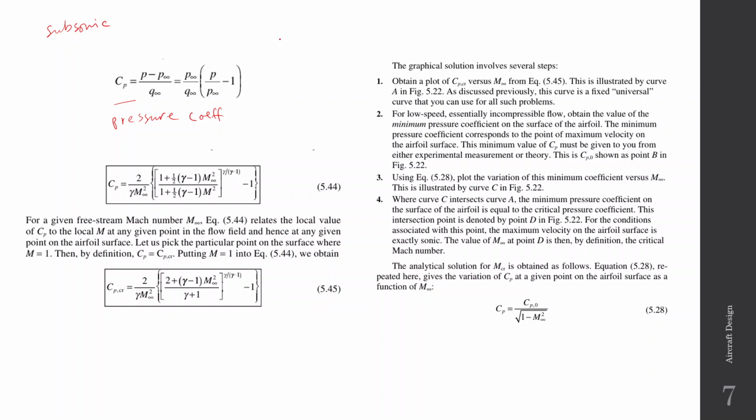Then you can rearrange it to get it in this form, and you can make further rearrangements and substitutions and get this formula. The pressure coefficient is 2 by gamma M infinity squared, and all these terms are there. Here you also have a term called gamma. It is a term from thermodynamics. Gamma is the isentropic expansion factor.